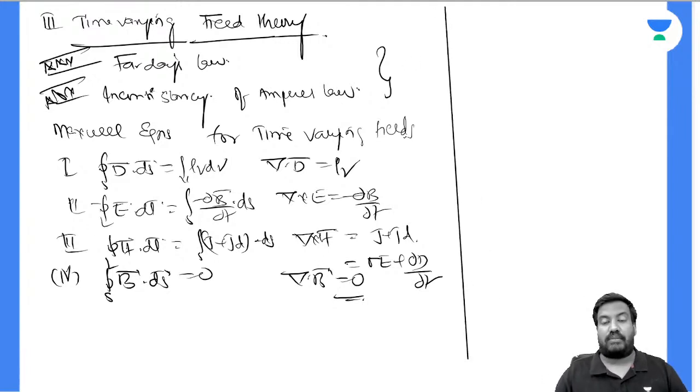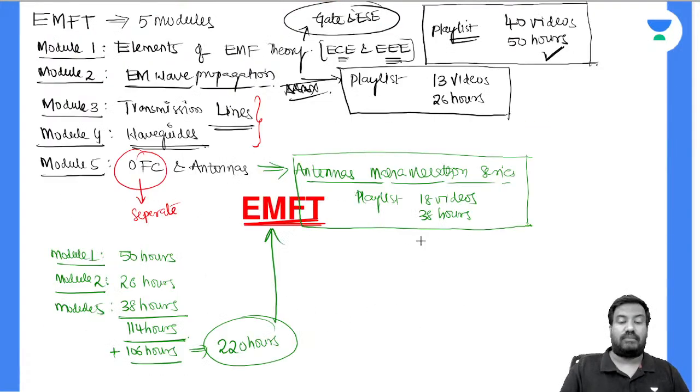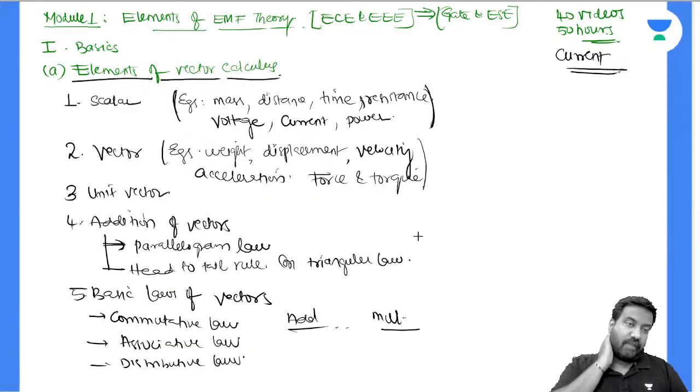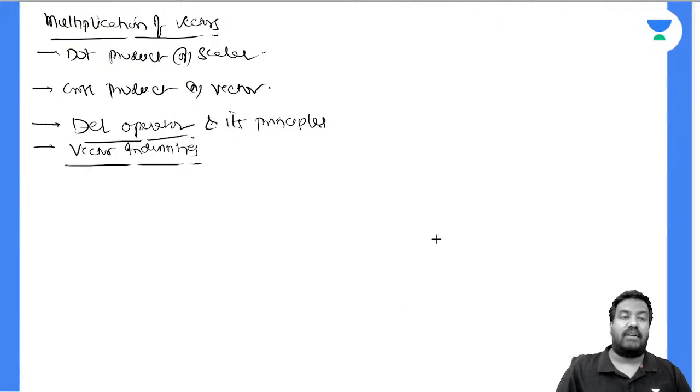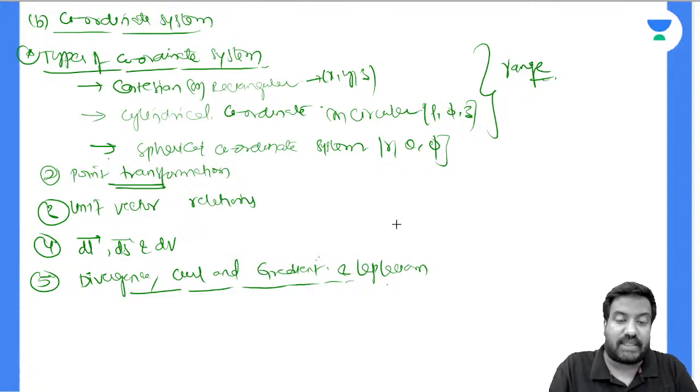Besides these topics, we also discussed capacitors and inductors. That is what we do. In module 1, elements of EMF theory, we covered basics, elements of vector calculus, multiplication of vectors, del and its properties, dot products, cross products, and vector identities. In coordinate systems, we covered Cartesian, cylindrical, and spherical, and point transformation, how to transfer a point from one coordinate system to another. We also covered unit vector relations, how unit vectors are interrelated. Then the differential length, differential surface and differential volume. Then divergence, curl, gradient and Laplacian.